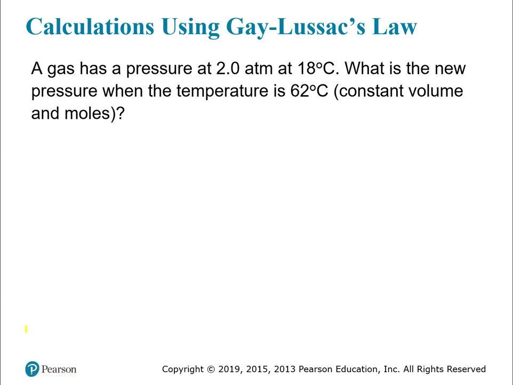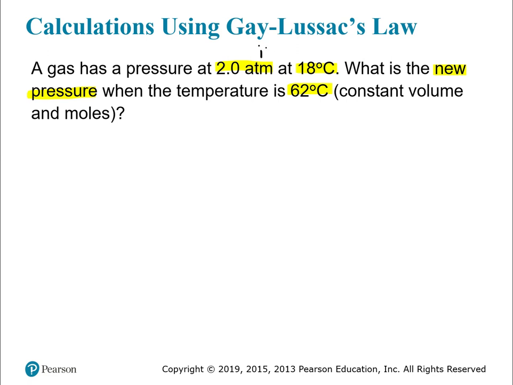A gas has a pressure of 2 atmospheres at 18 degrees Celsius. Those sound like important numbers. What is the new pressure? Okay, that's what I need to figure out. When the temperature is 62 degrees Celsius, so that's a change. Those must be my final conditions. And we're assuming constant volume and moles.